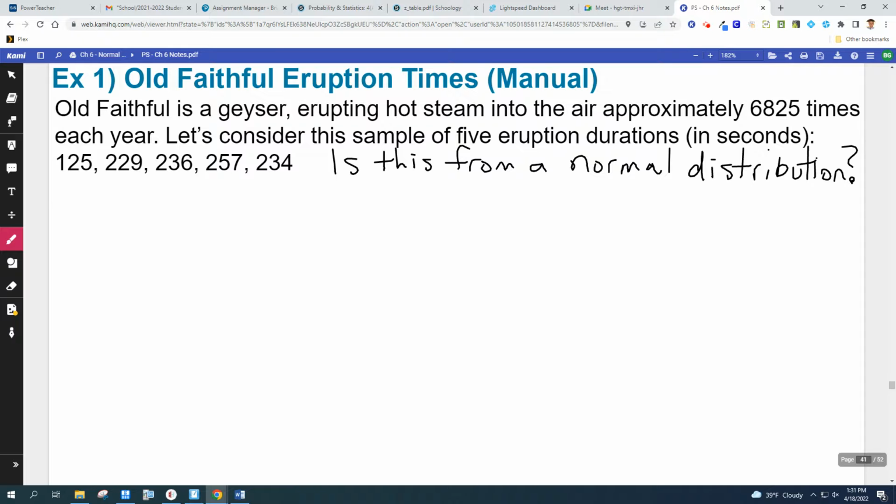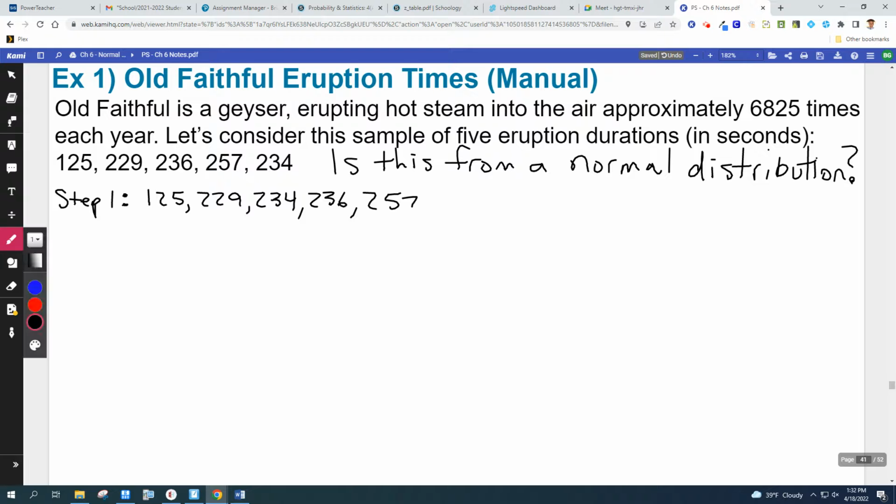Okay, so go back and look at the steps. Step 1 just said put them in order. So put these numbers in order. We'd have 125, 229, 234, 236, and 257. Easy enough.